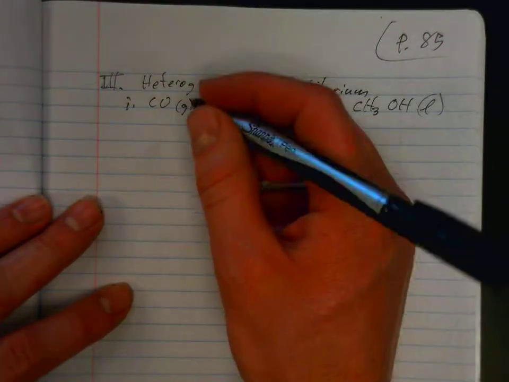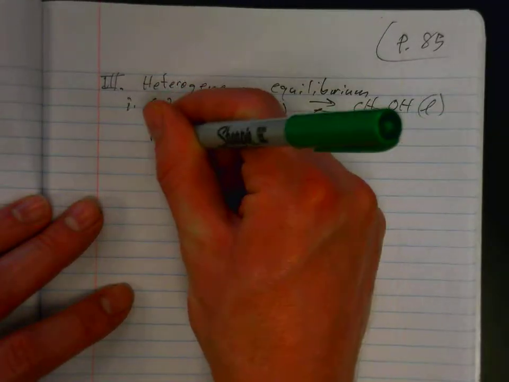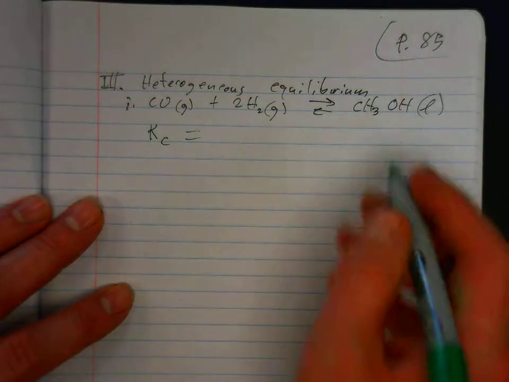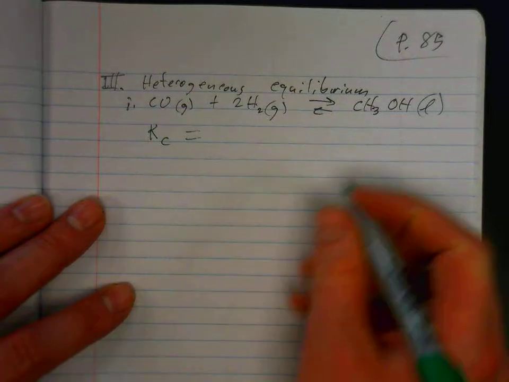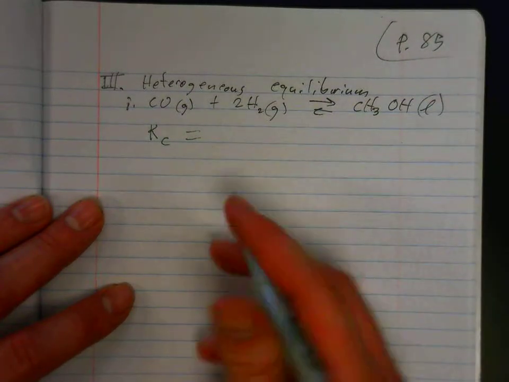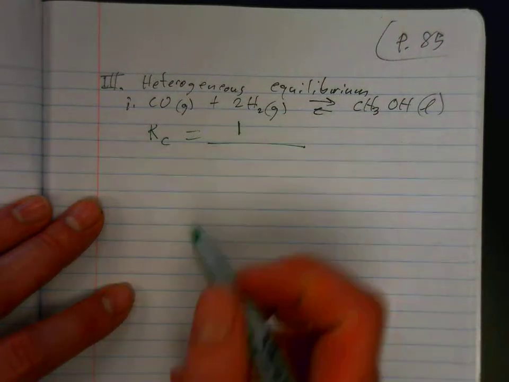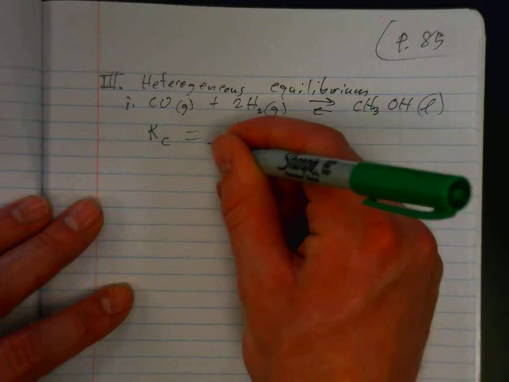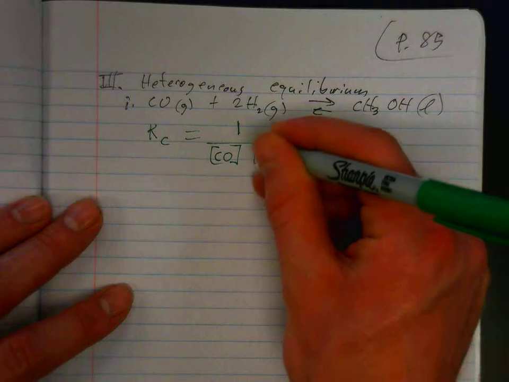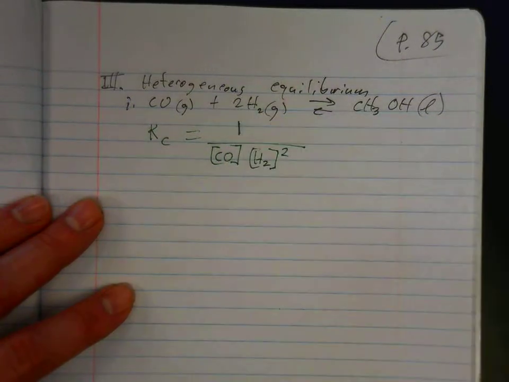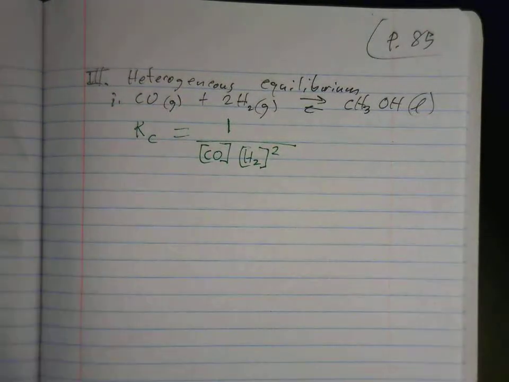So we set up our expression in the same way. Kc is the products. Well, the product this time is a liquid, and we just said that we don't include them, we set their concentration as 1. So we just put a big 1 there over the reactants, which is CO in brackets times H2 in brackets to the second power. And there we go. So let's do this next one as well.